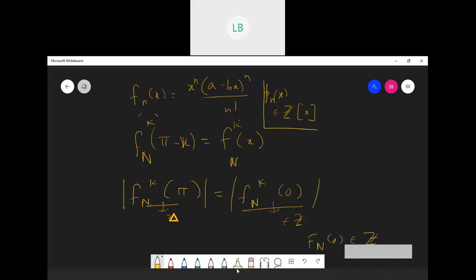So similarly here, capital Fn(pi) will also be an integer. All of this is coming from our claim 3 of our general thing. Clear now? Let me know whether this is clear or not. The stuff about 0 will exactly be the mirror image of the stuff about pi. As we know that capital Fn(0) is an integer, we can also say capital Fn(pi) is an integer. Is it clear to all of you? Let me know.